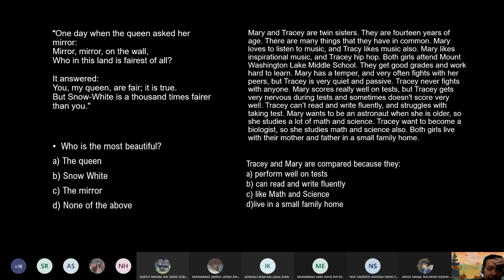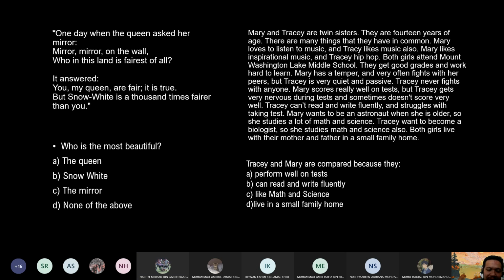Okay, who is the most beautiful? One day, when the queen asked her mirror, mirror, mirror on the wall, who is the land's fairest of all? It answered, you, my queen, are fair. It is true, but Snow White is 1,000 times fairer than you. So who is the most beautiful? This is actually I'm taking from a storytelling. B. Snow White. Of course, Snow White.